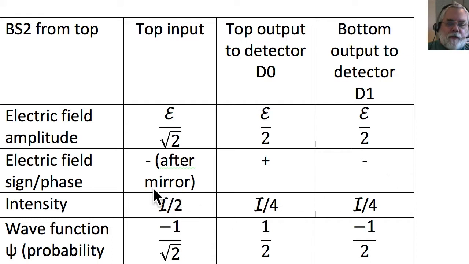Now, intensity in the top path was the square of the electric field, which was intensity over 2. So the intensity is proportional to the square of the electric field amplitude. The intensity was I over 2 in the top path. If we take E over 2 and square it, we get an intensity of I over 4. So indeed, in this case, the intensity got split equally in half in going to detector D0 and D1.